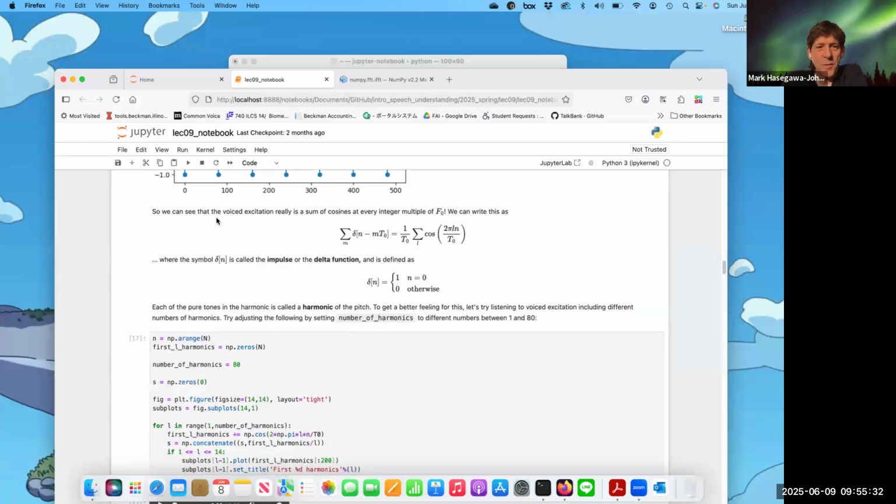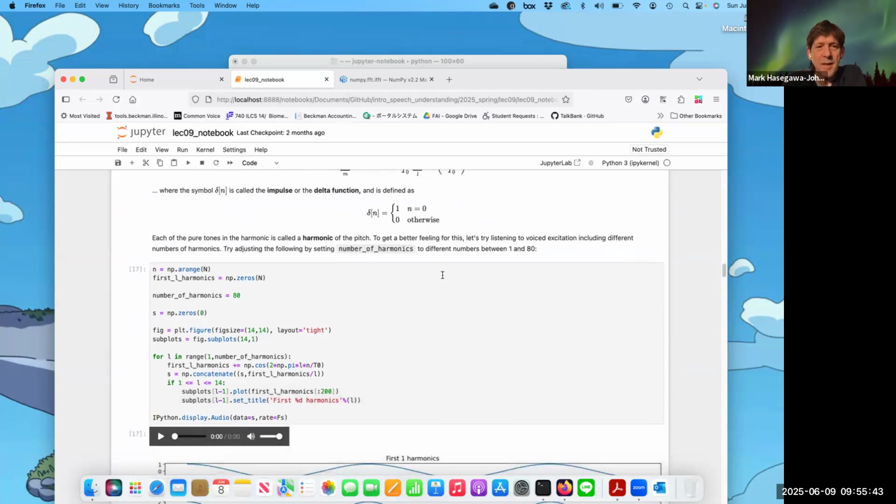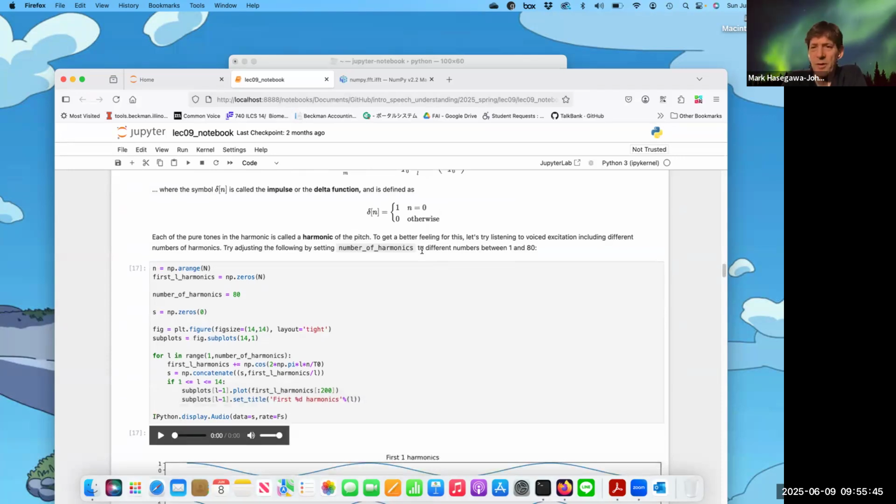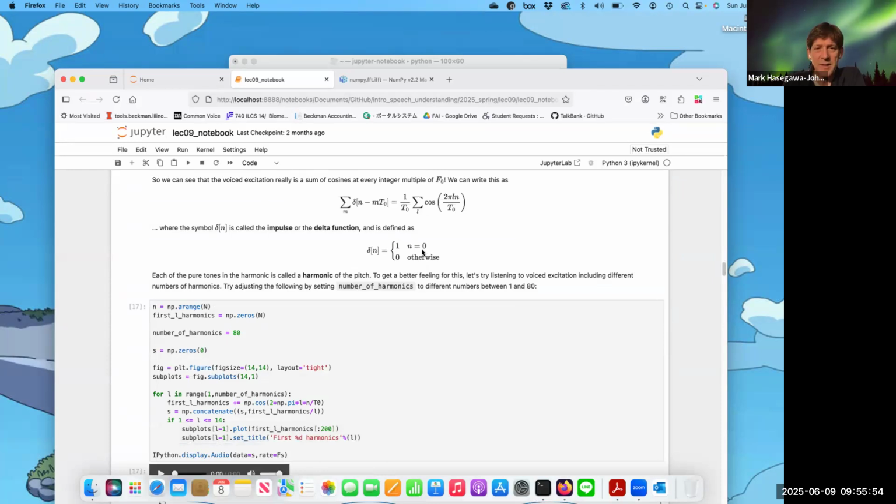All right, so what do I say here? We can see that the voiced excitation really is a sum of cosines at every integer multiple of f0. So we can take that impulse train in the time domain, which is equal to a sum of cosines. Each of those pure tones is called a harmonic of the pitch. The 0 hertz component is called the 0th harmonic. The harmonic at 100 hertz is called the first harmonic.